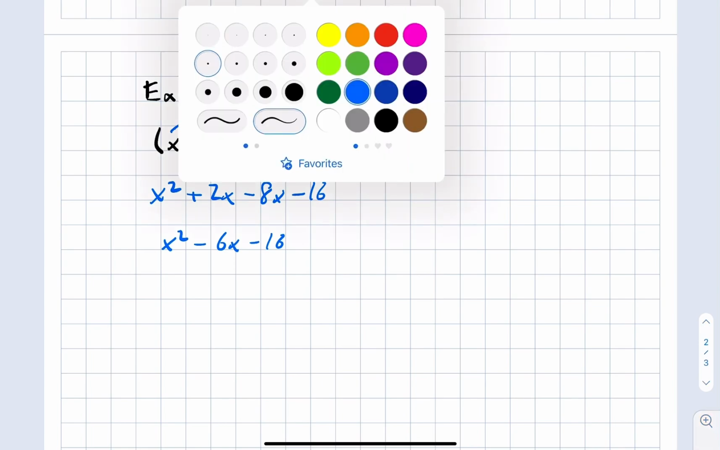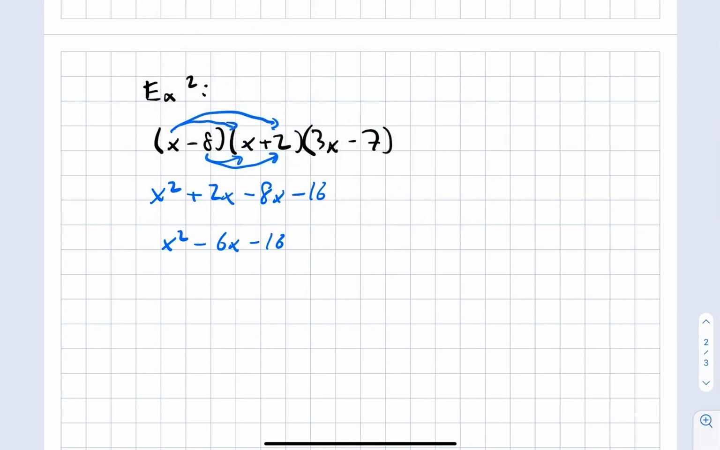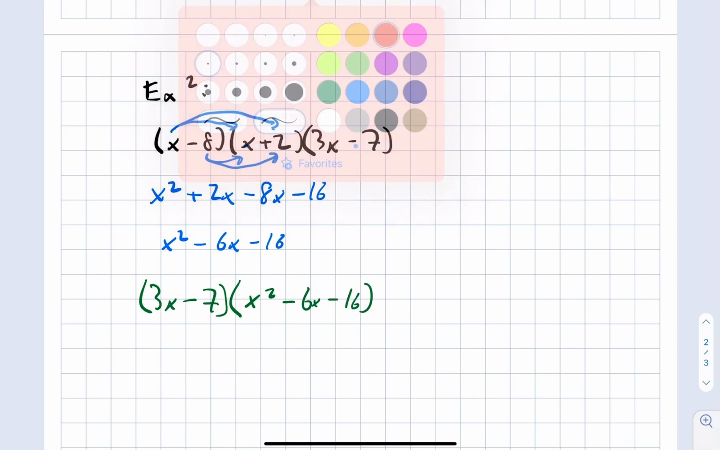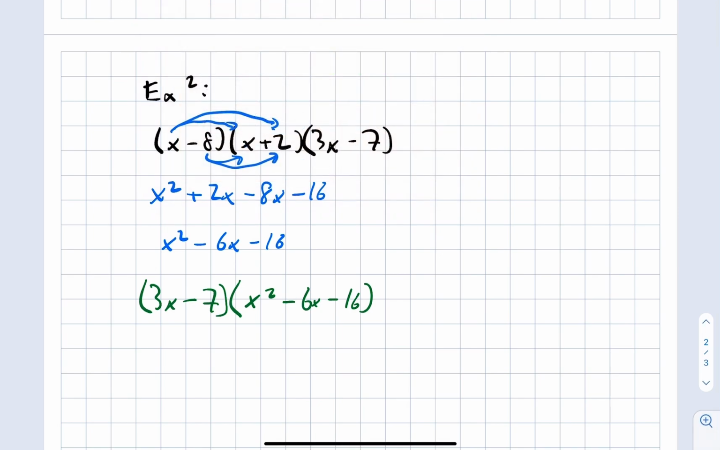So we'll go ahead and do that. Just change this up to green. And I'm going to rearrange it just to put the binomial first. So I'm going to take this 3x minus 7 first, then times the x squared minus 6x minus 16. And then we'll start multiplying. Okay, so just like before, I'm going to take this 3x and multiply it all the way through.